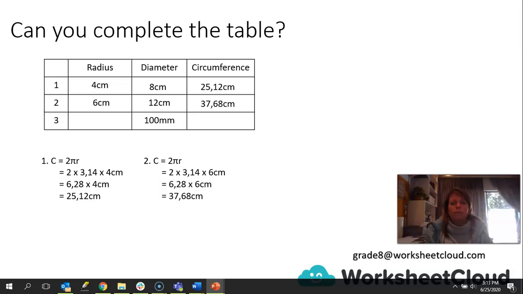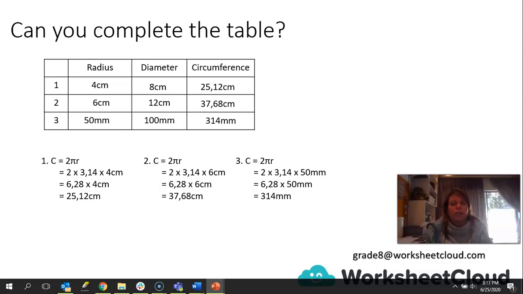Right, the third line of our table, we are given our diameter as being 100 millimeters. So again, we are going to halve that, and we are going to end up with a radius of 50 millimeters, which we can now work with to find the circumference. Once again, circumference is equal to 2 pi r, 2 times 3,14 times 50 millimeters this time. 2 times 3,14 gives me 6,28 times our 50 millimeters, and that's going to give me 314 millimeters. So we're going to pop that back into our table, and our table is now complete.